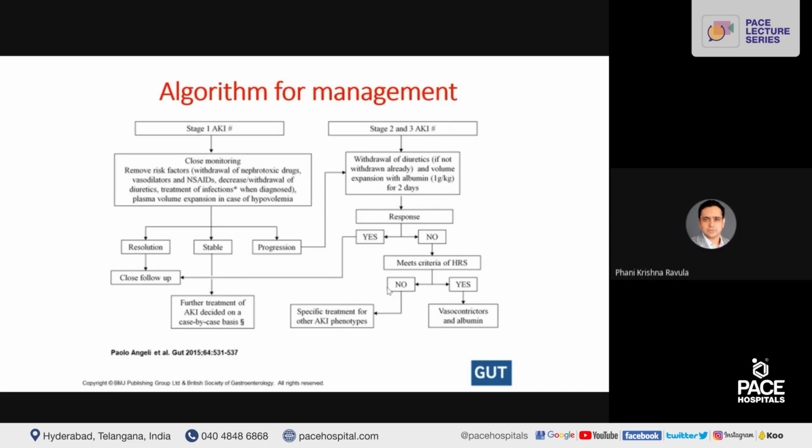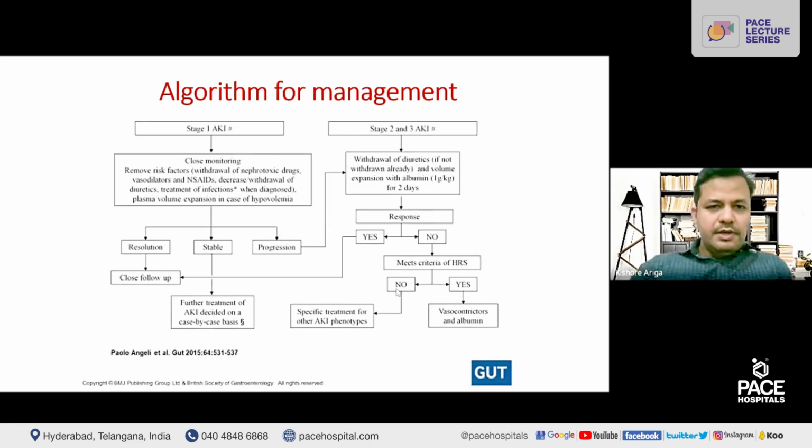Kishore is back. So if there is stage 1 AKI, we need to remove the risk factors. And if the patient has hypovolemia, we need to expand the volume, and we need to observe. If the creatinine comes down, then it is fine. If it is stable, we need to decide on a case by case basis. We need to see other factors, what is going on.